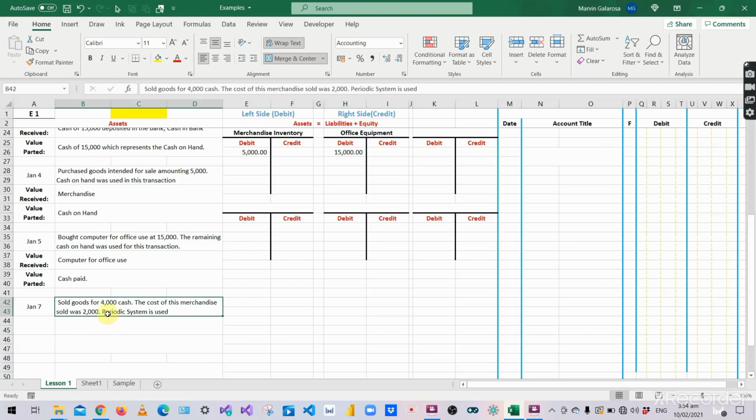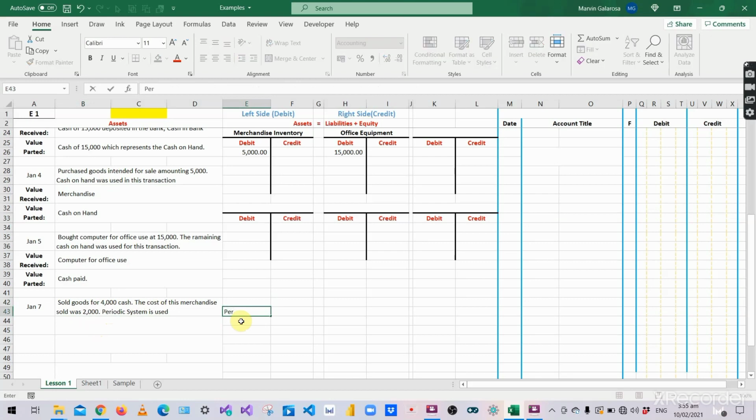So, nagbenta tayo ng merchandise. Nakareceive tayo ng 4,000 cash kapalit ng 2,000 na inventory. Tapos, ang gamit natin is periodic system. So, si periodic system, isa siyang inventory accounting system. Aside from periodic, meron din tayong perpetual. So, periodic inventory system, saka perpetual.